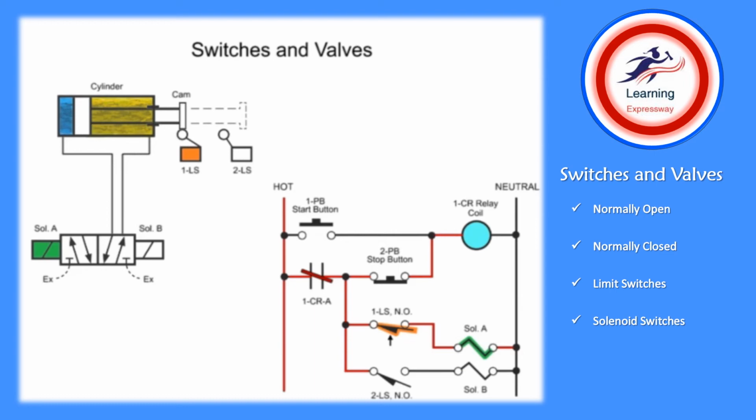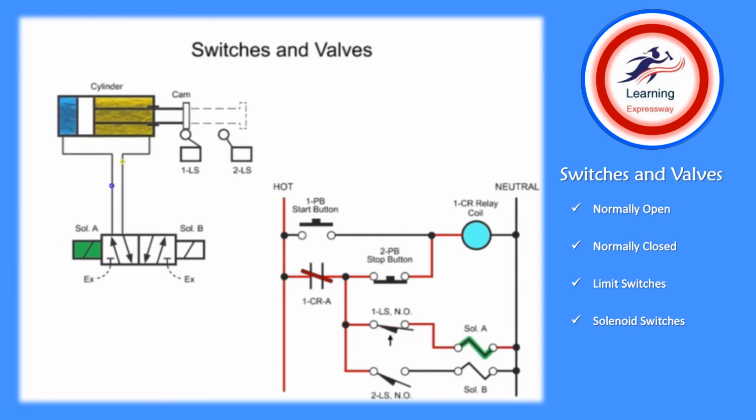Solenoid A operates the hydraulic valve, which shifts to allow fluid to flow and extend the cylinder. As the cylinder extends, the cam releases limit switch 1LS, which in turn de-energizes solenoid A. However, since the valve has no spring returns, it remains in its shifted position when both solenoids are de-energized. As the cylinder continues to extend, the cam engages limit switch 2LS.